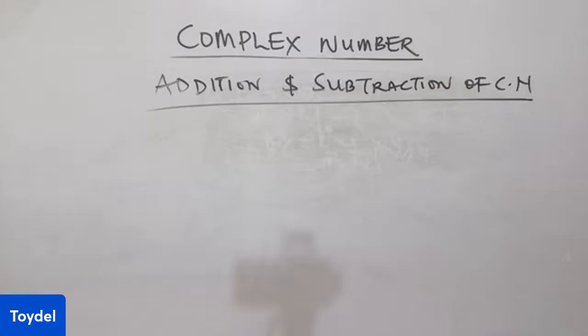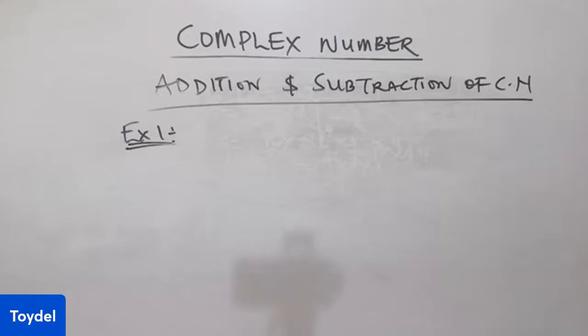So how do we add or subtract two complex numbers? I will start by giving an example.